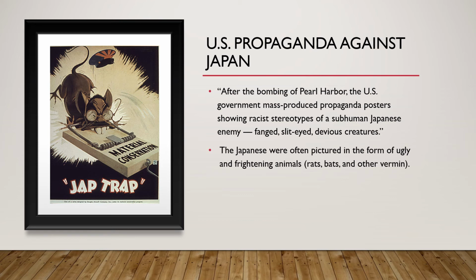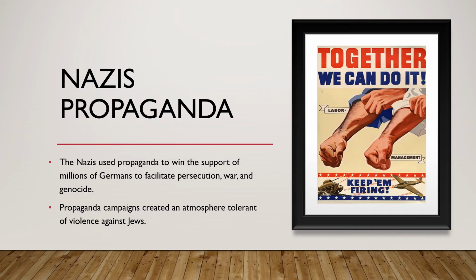Not only that, but many racist forms of art were developed against the Japanese. Many of these posters had Japanese people posed as vermin or animals. The Nazis used propaganda to win the support of millions of Germans to facilitate persecution, war, and genocide. Propaganda campaigns created an atmosphere tolerant of violence against Jews. It encouraged passivity and acceptance of impending measures against Jews. They depicted the Nazi government as stepping in and restoring order.